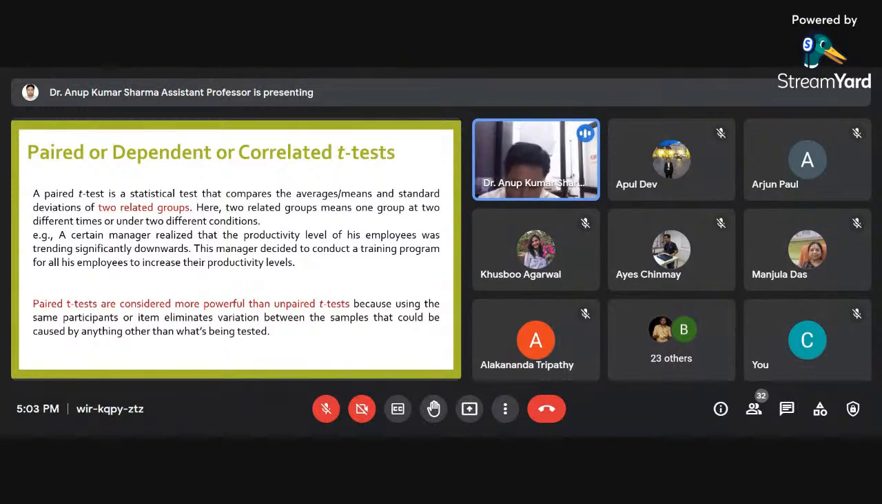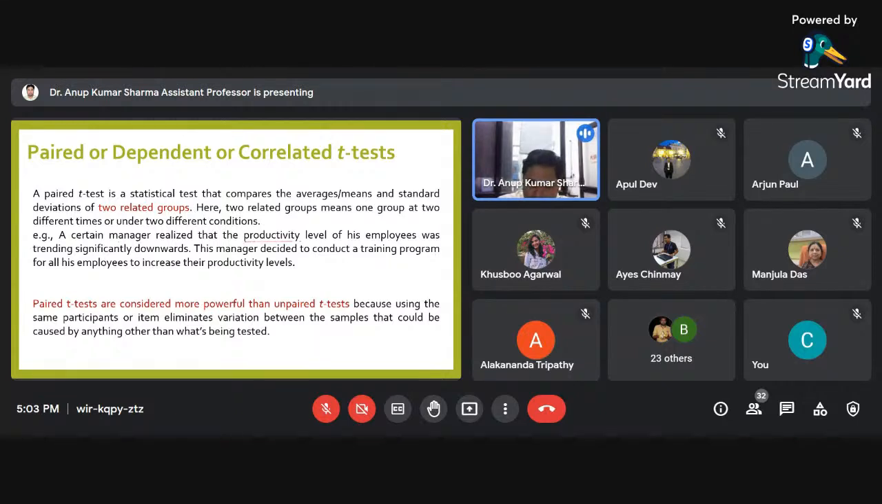So far we have discussed unpaired data, independent samples. Now we are going to discuss paired data, or correlated, dependent data. Here the two groups, meaning two samples, are related. Two related samples means the sample data is observed at two times or under two conditions. Here I have written one example.